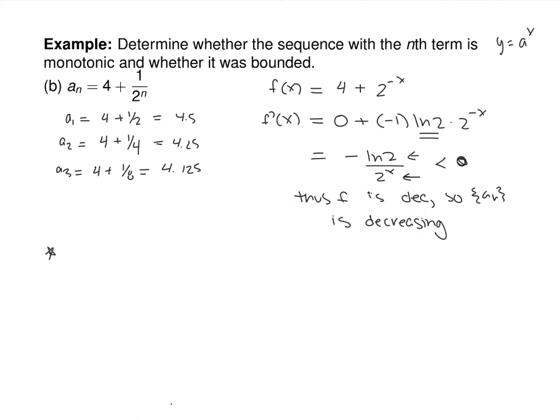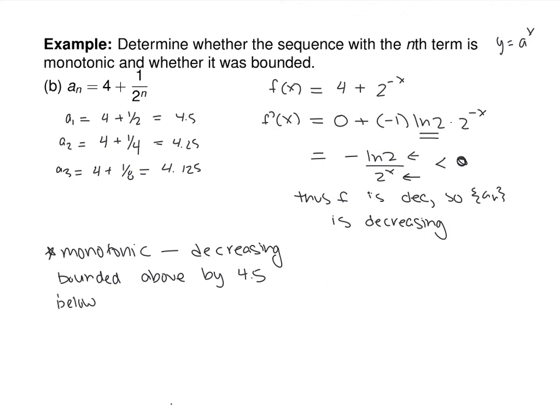So this sequence, yes, it is monotonic. Specifically, it's a sequence that is decreasing. And is it bounded? Well, I think yes, it is. It's bounded above by 4.5. And think about the below. What was happening to these numbers? So 4 to 4.5, 4.25, and then 4.25 to 4.125. What you can see is that the number that you're adding to 4 is getting halved each time. So this is going to be bounded below by 4.